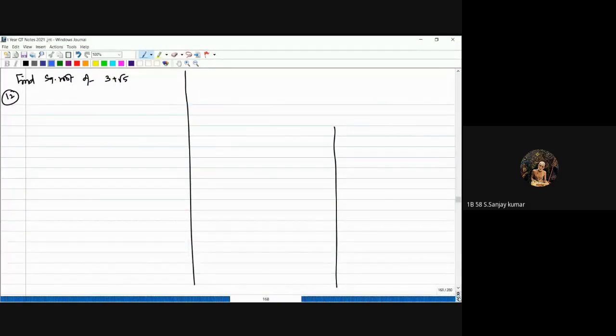Find the square root of this function. Find the square root of this function means it is square root of 3 plus root 5. So this is already in the form of x plus root y. It is in the form of some whole number plus irrational number. Whole number is x, irrational number is root y. So this is in the given form, that is x plus root 5. This is my x, this is my root y.